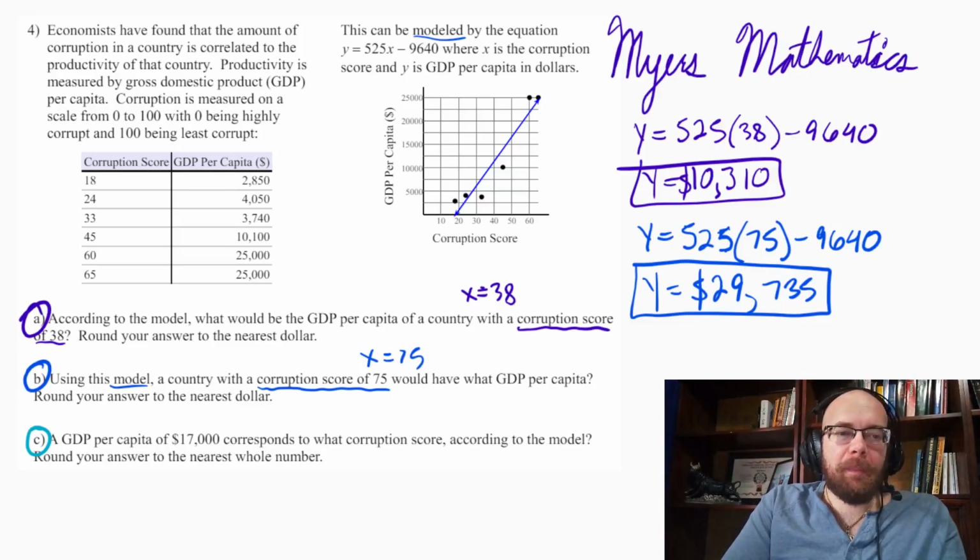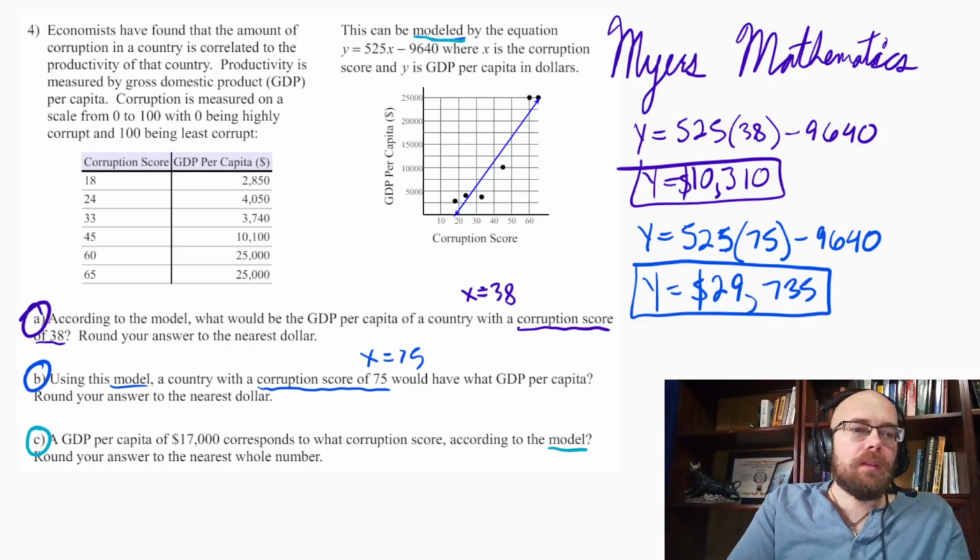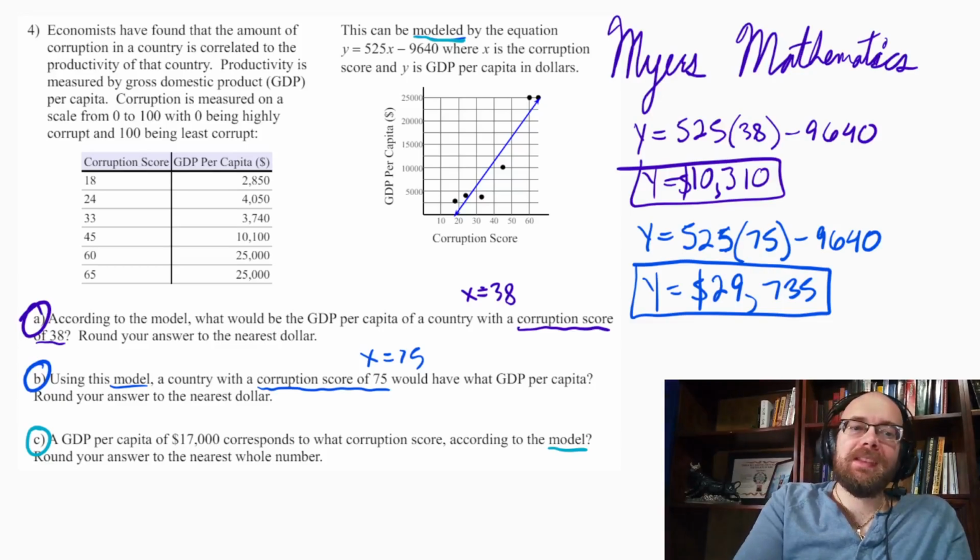A GDP per capita of 17,000 corresponds to what corruption score according to the model? So again, according to the model, that means we're using the equation. This time they don't give us an x value though. It's GDP. That's a y value. So you have to be more careful when you plug stuff in.